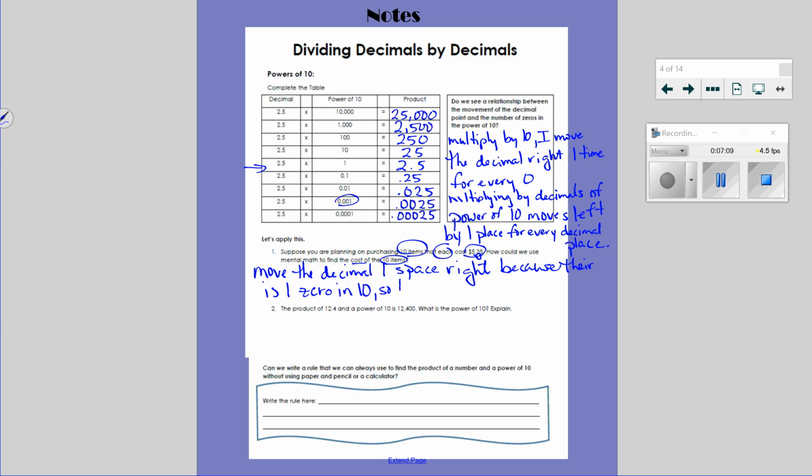So the answer is $53.50. Now, because we use American money, we always have 2 decimal places. So now that the 5 is right next to the decimal, we add a 0 after it. But that's, again, only because we're dealing with American money.